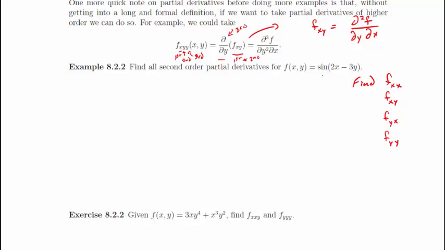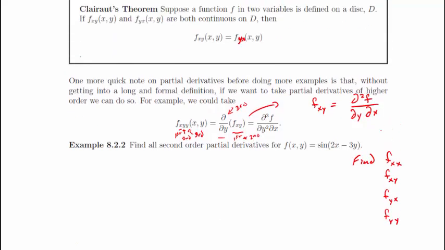Note that the sine function is a continuous function. Its inputs, 2x minus 3y, this is a continuous function in x and y. There's no weird non-differentiable places here. This is just a plane. It's nice and flat. Its derivatives are different in different directions, but it is still differentiable everywhere. The sine function is differentiable everywhere, and so our function is differentiable everywhere. We have no sharp points. We have no domain issues. We've got nothing to worry about, so we are able to make use of Clairaut's theorem.